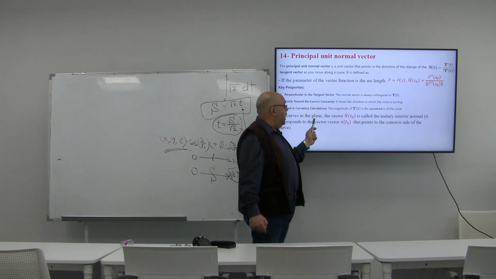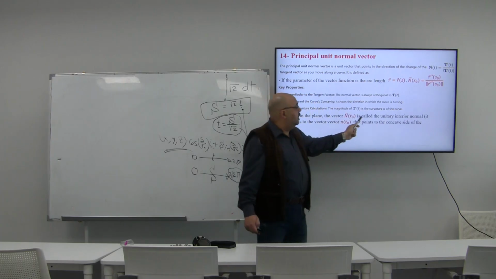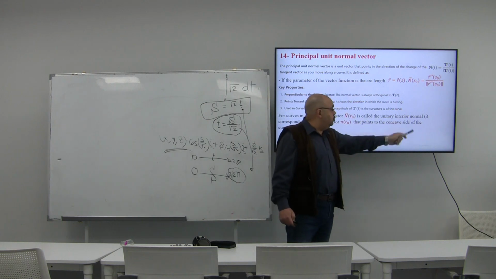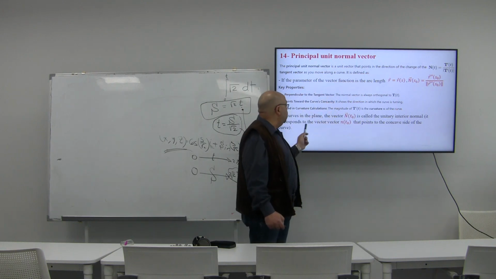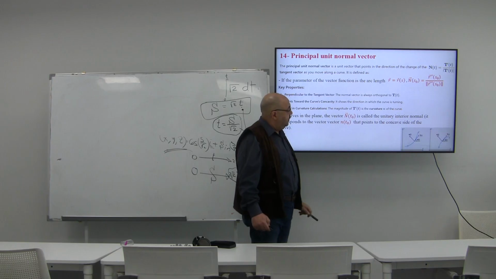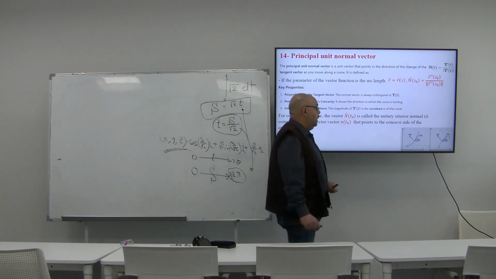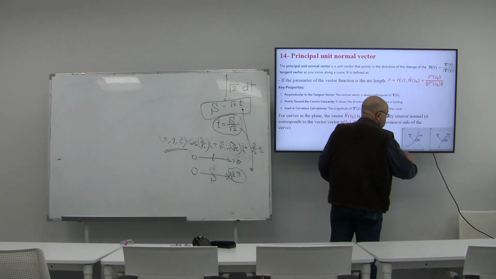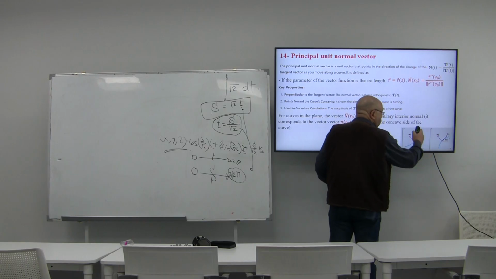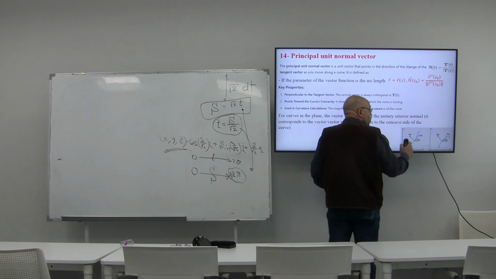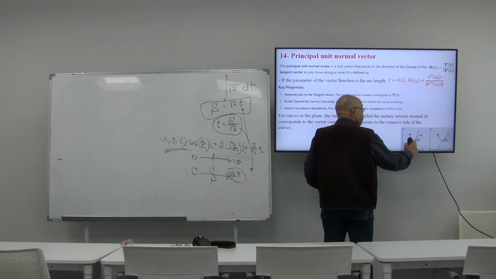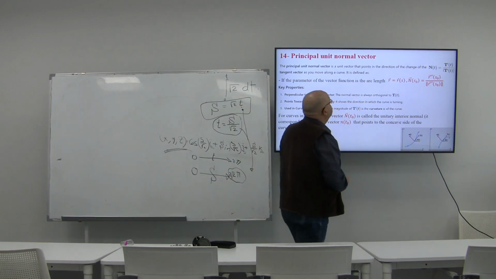For curves in the plane, the vector n, called the unitary or the interior normal, corresponds to the vector n of t. These are some clarifications of this curve, and that's the tangent line, and that's the direction of the normal or the principal unit vector that we will need.